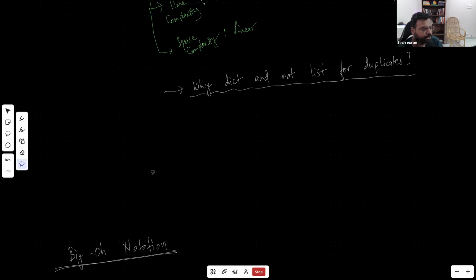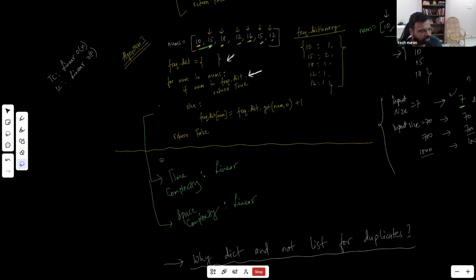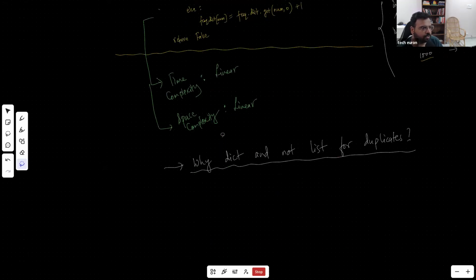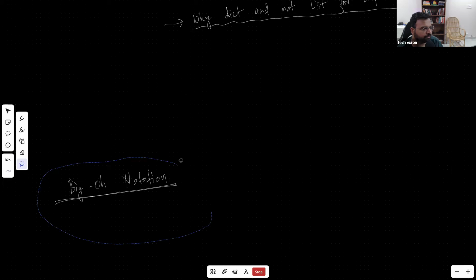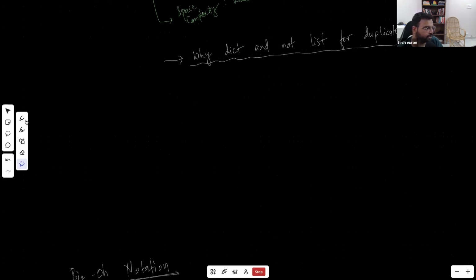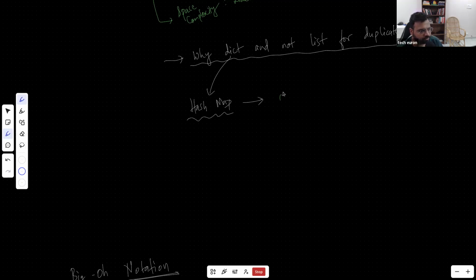Before going to big O notation, which you already know, you have understood already, I will just give you the definition. But before that I will answer this question: why did we use a dictionary and why did we not use a list? We did that because a dictionary is a data structure which is called a hash map. In a hash map, if we want to check membership, it happens in constant time.